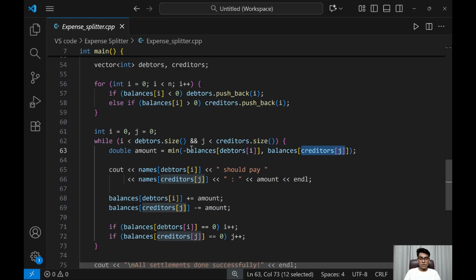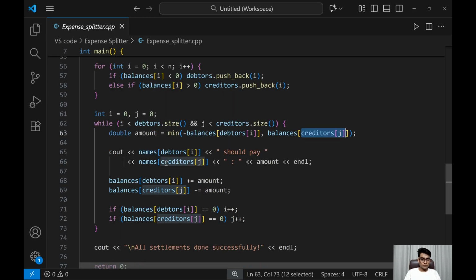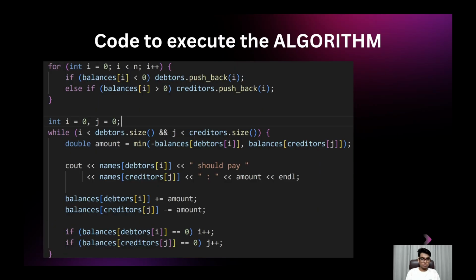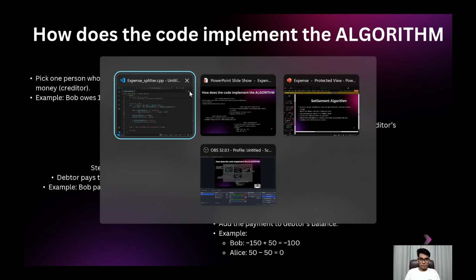So out of these two, the minimum amount should be transferred, and it should simply say cout the name of the debtor, because the debtor is going to pay to the creditor the amount which is the minimum of this. Then after this, update all of this. The debtor has given an amount, let us say amount. Therefore, the debtor was already negative, like minus 150 in case of Bob, and we are going to add 150, which it paid to Alice.